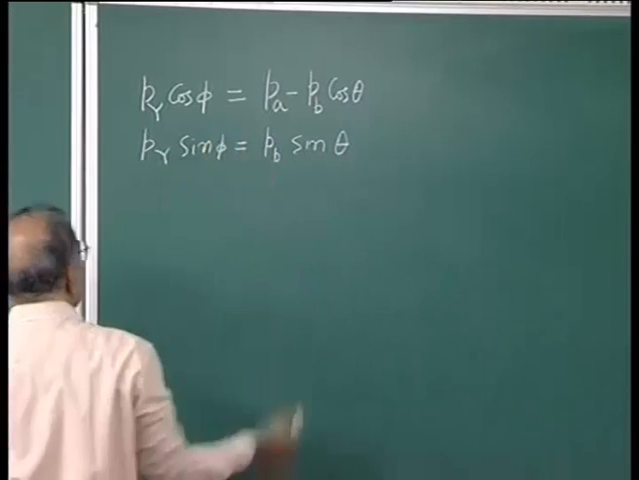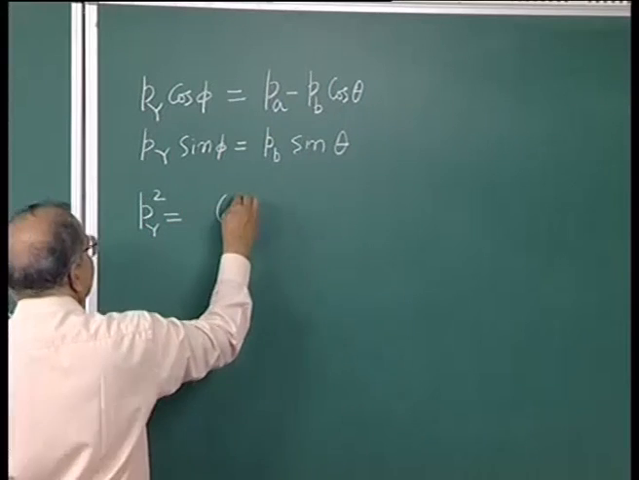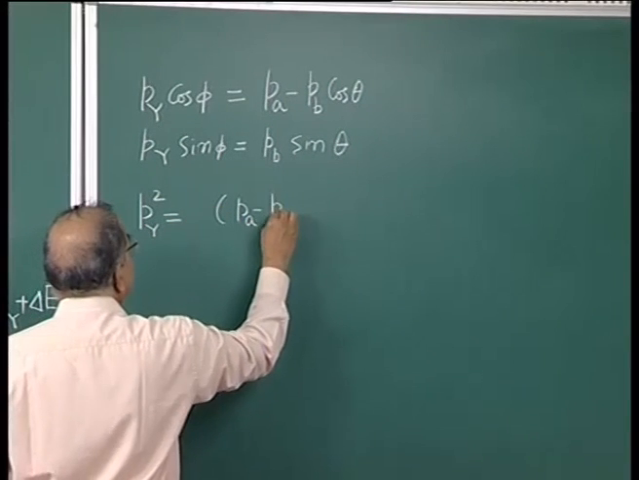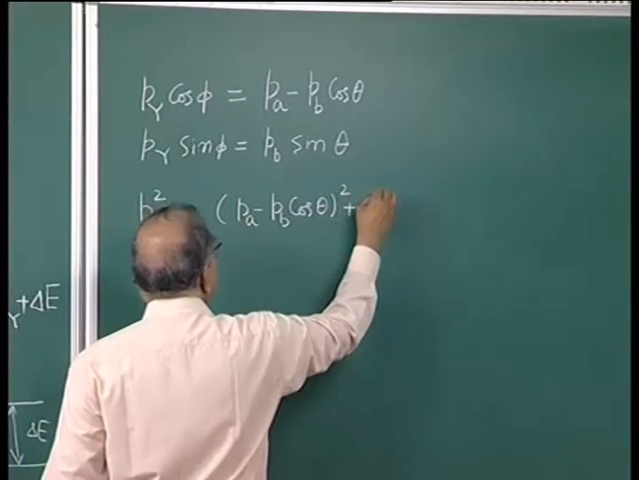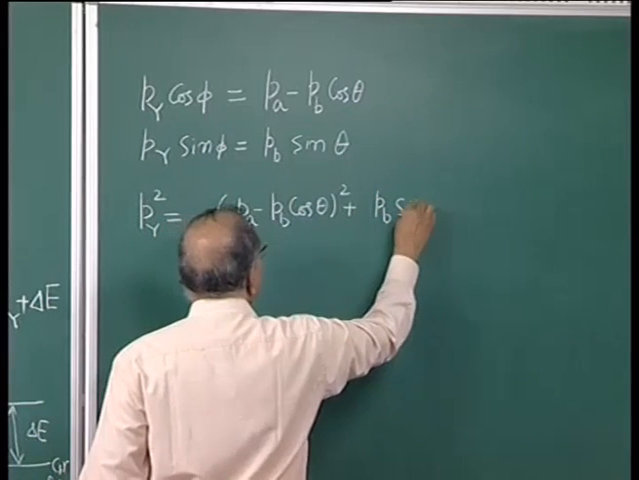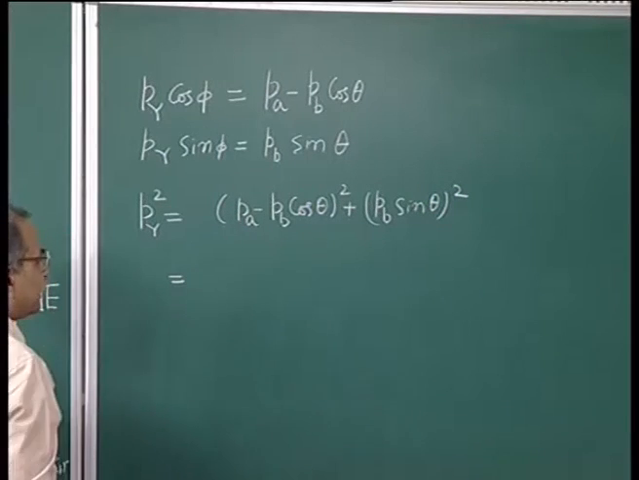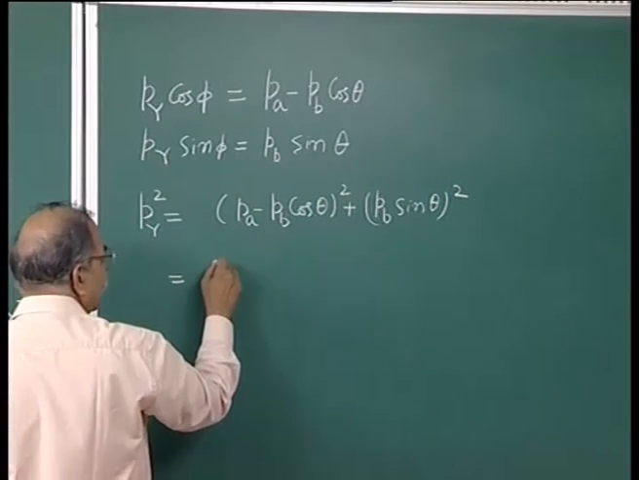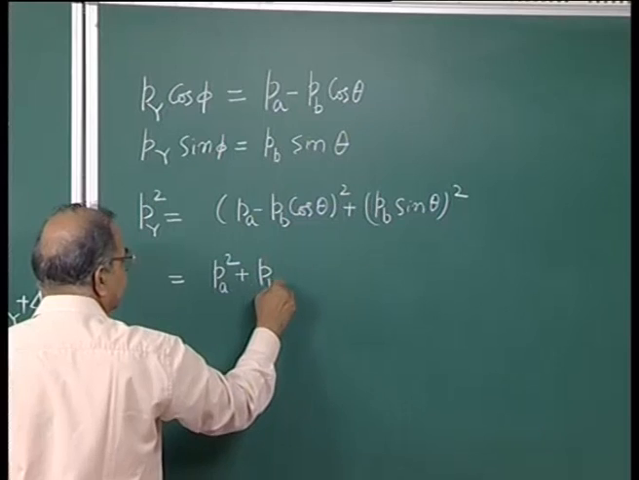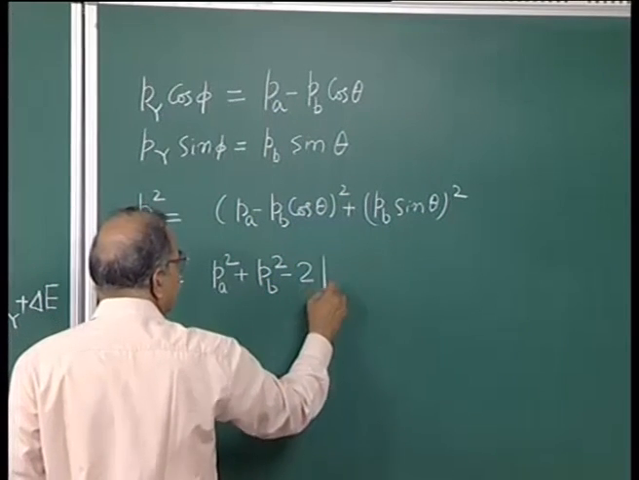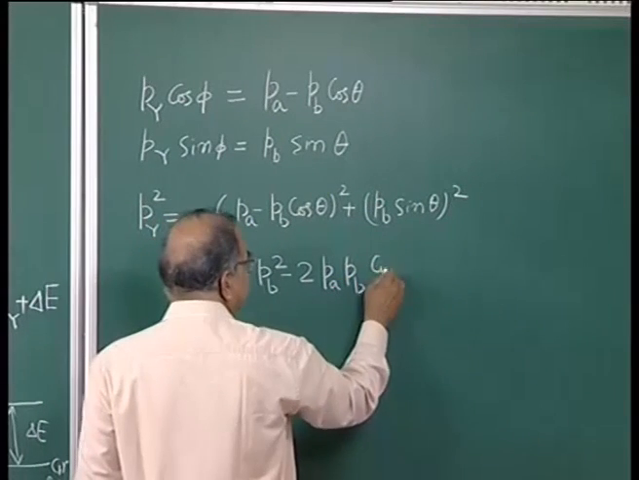So, you square these two and add, you get p y square is equal to (p a minus p b cos theta) square plus (p b sin theta) square, which is p a square plus p b square minus 2 p a p b cos theta.